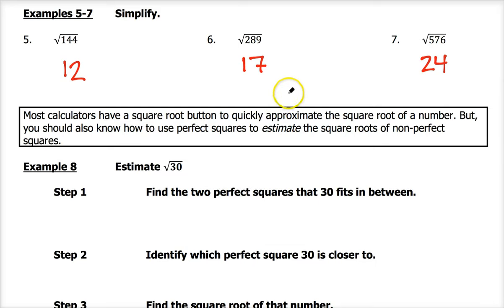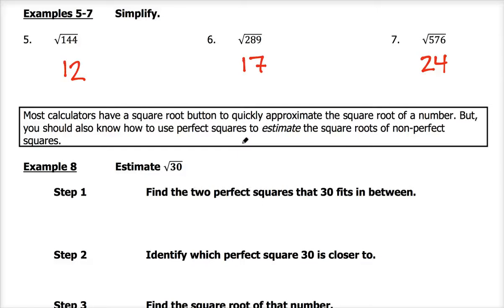But not all numbers are perfect squares. So for instance, if I ask you to find the square root of 30, which I'm going to do down here in example 8, there is not a whole number times itself that would give you 30. So that's why calculators also help when we're trying to estimate the square root of a number. Calculators have a square root button when you need to quickly approximate the square root of a number.